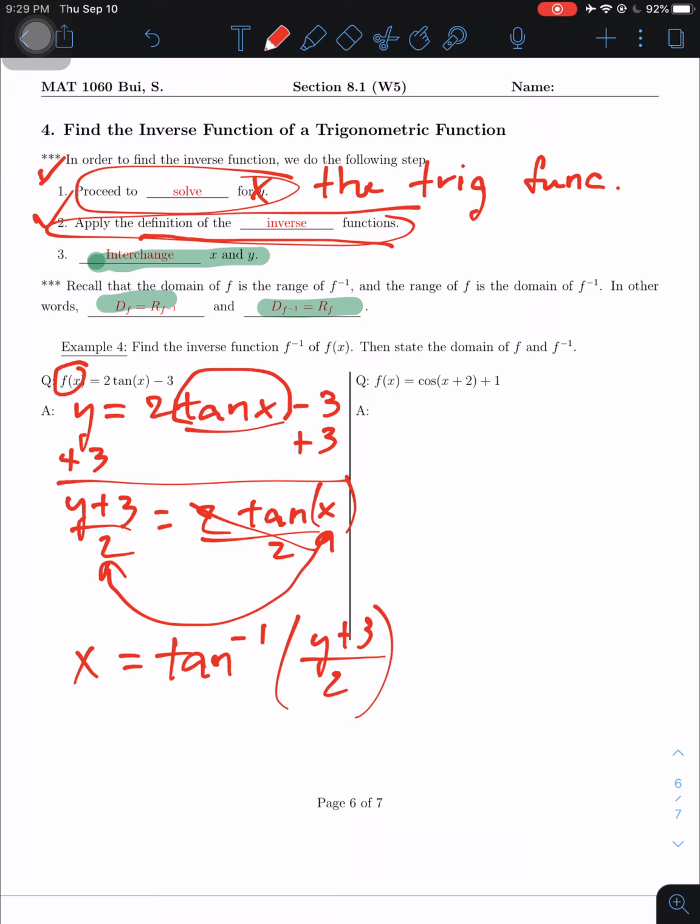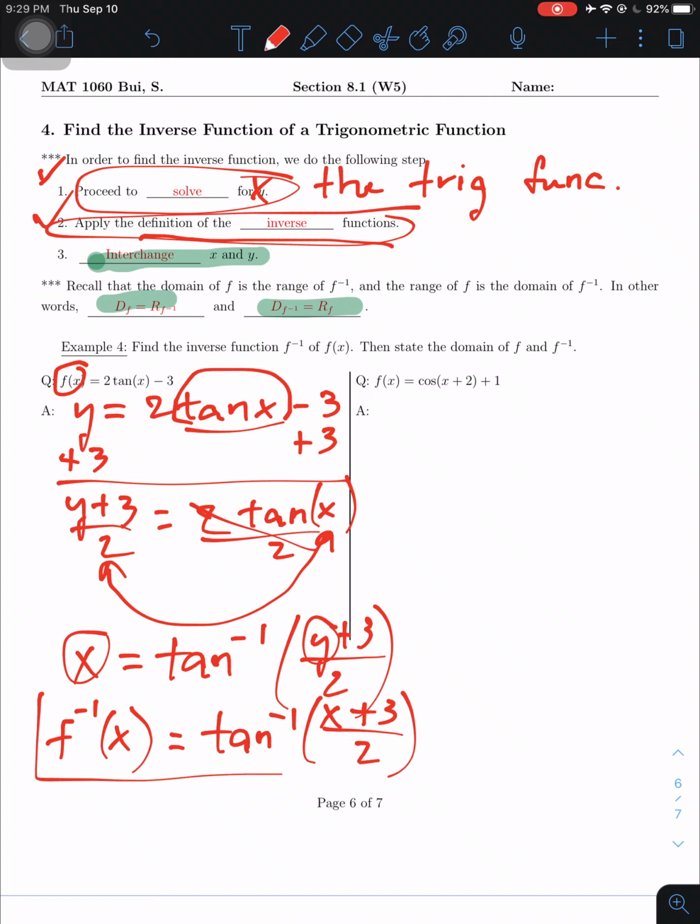And last step, to call it the inverse function, we would have to replace the x in here by f inverse of x, okay? And then for the inside, we're gonna replace the y in here by x, because it looks weird to have a y inside of the function. So this is the complete answer that I want you guys to have in the quiz, okay?